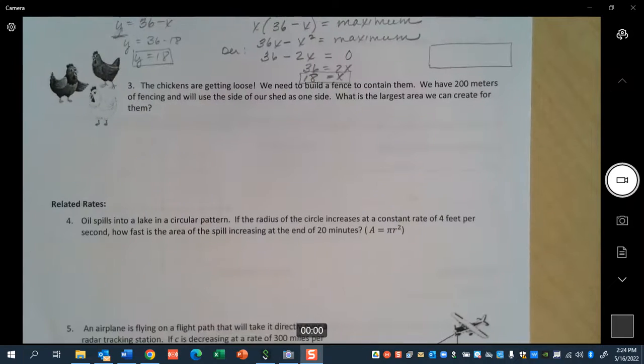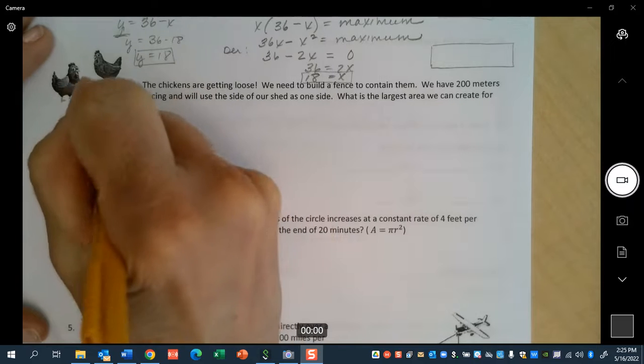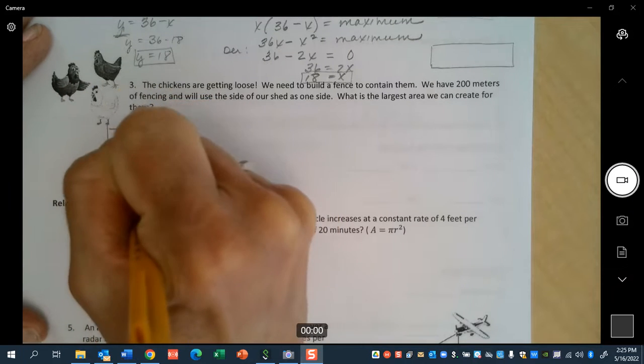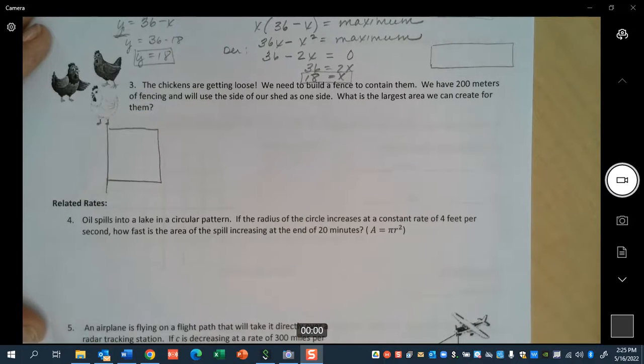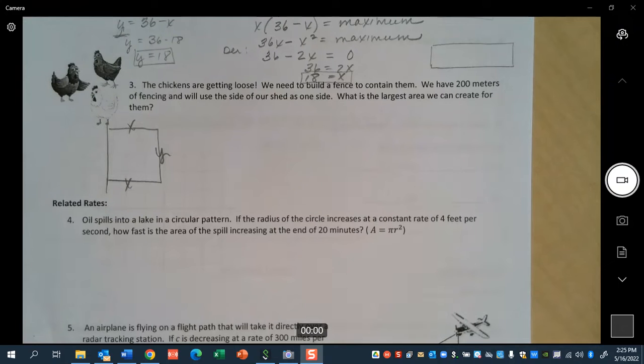And it wouldn't be a review of optimization if we didn't talk about some fence and a farmer and some barnyard animal. This time it's chickens. The chickens are getting loose. We need to build a fence to contain them. We have 200 meters of fencing, and we're going to use the side of our shed. So if here's our shed, the fencing that I'm building is going to look like this. So I'm going to have this and this and this.